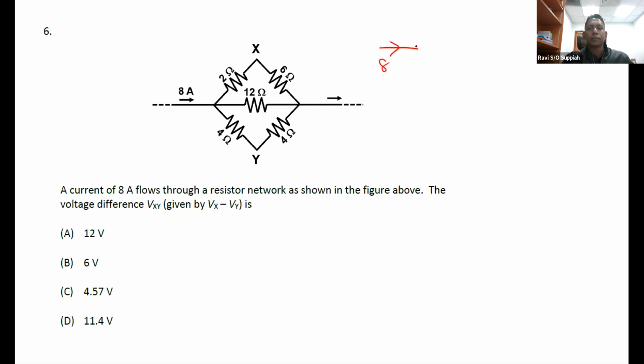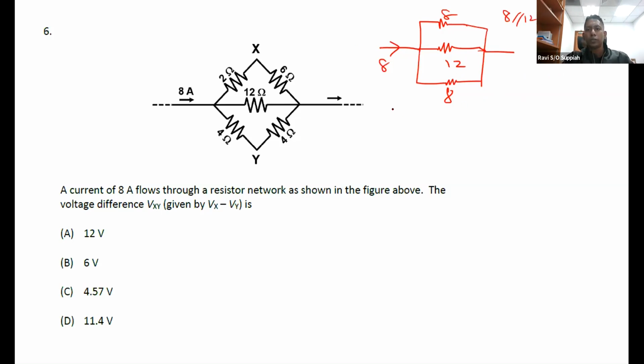If I look at this, you can see that I have 8 ampere here, and I have 3 branches. One is 12 ohm, this one is 8 ohm, and this one is also 8 ohm. So it's effectively 8 parallel with 12 parallel with 8, which is 3 ohms. So the total effective resistance here is 3 ohms and 8 ampere is going in.